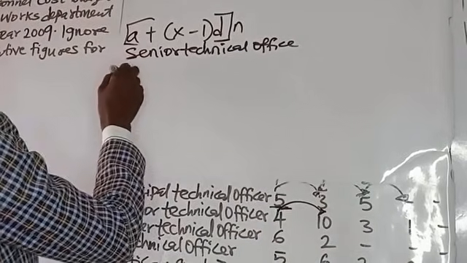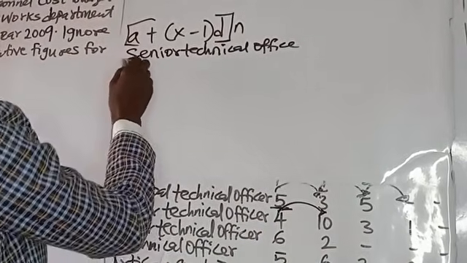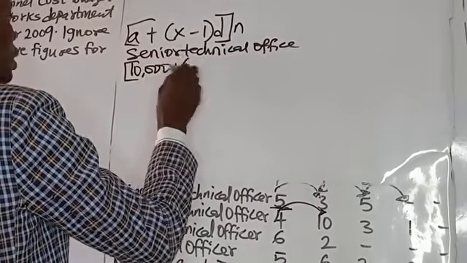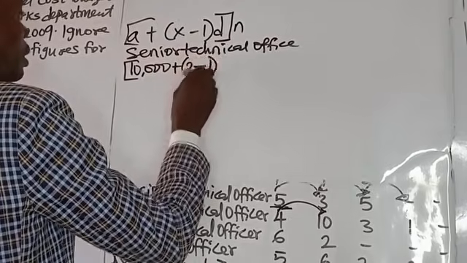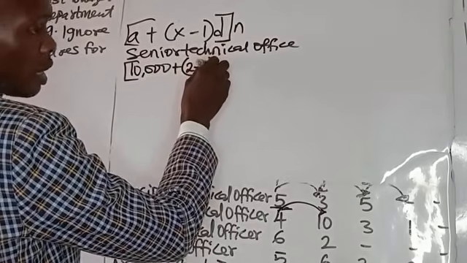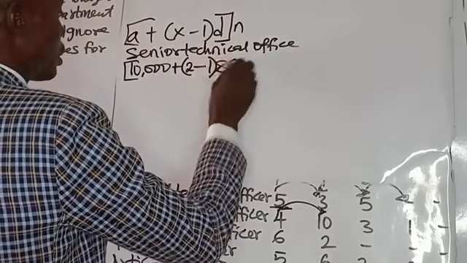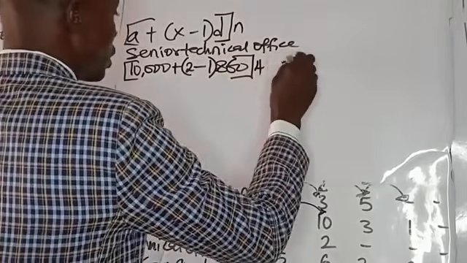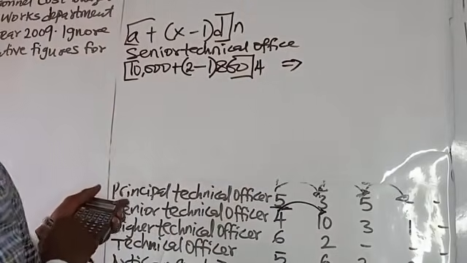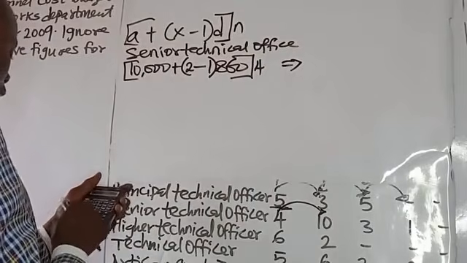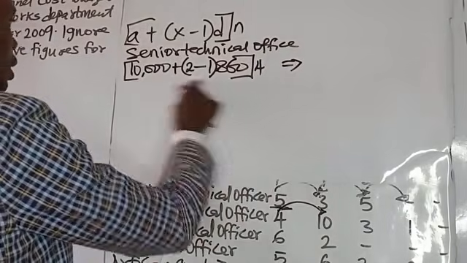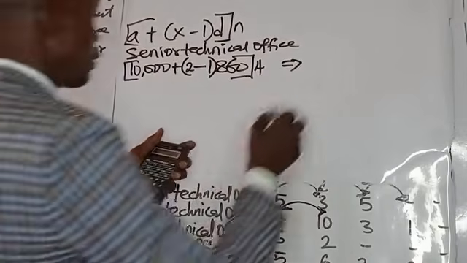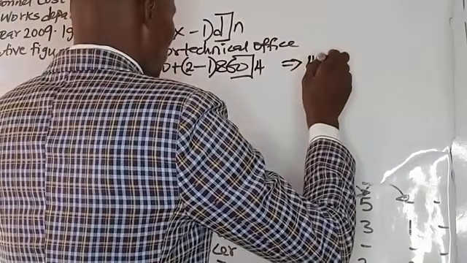So the basic pay for senior technical officer is 10,000 plus step 2 now. And the increment is 860 for employees. 2 minus 1, that is 1. 1 times 860, 860 plus 10,000, that is 10,860. The whole of this is 10,860 times 4 employees. 43,440.